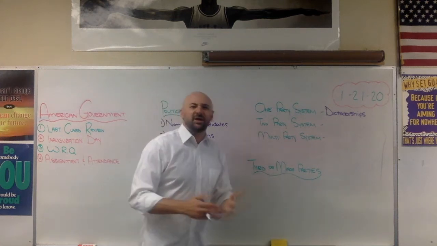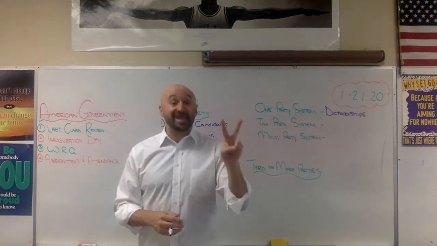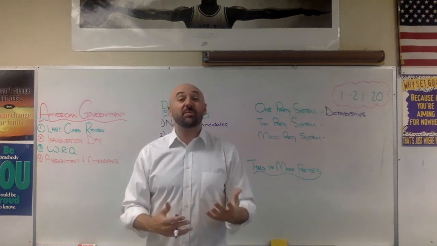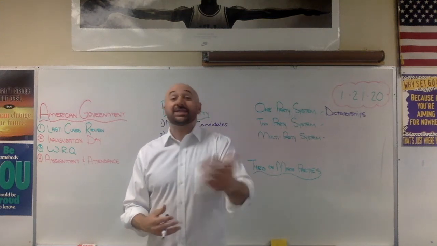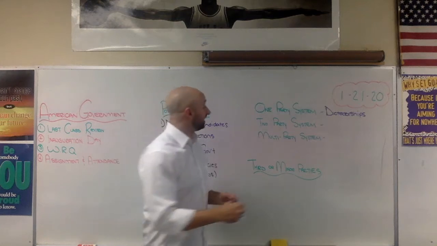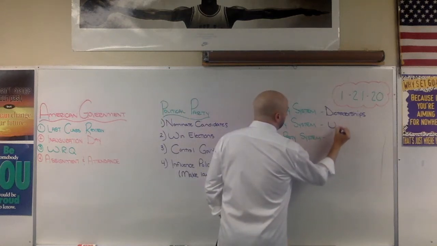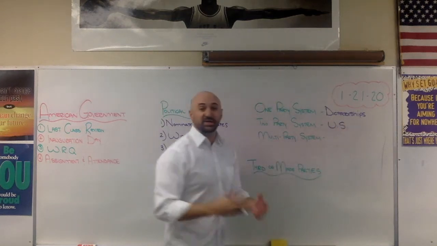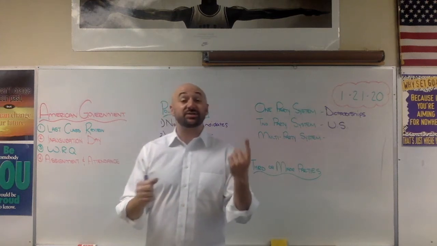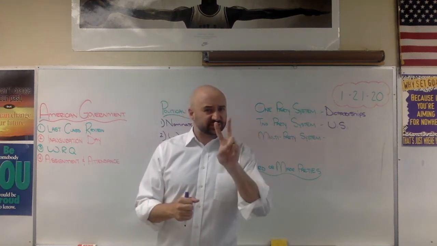A two-party system usually means there are two major parties, but there are some other small parties. That's actually what we have in the United States. We have the Democrats and the Republicans. However, those aren't the only two.